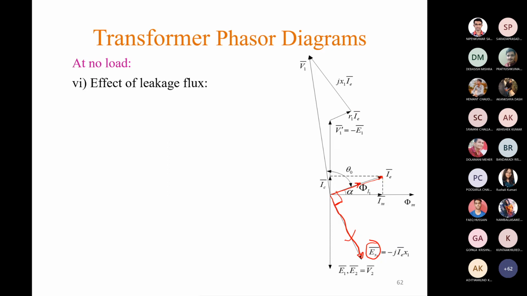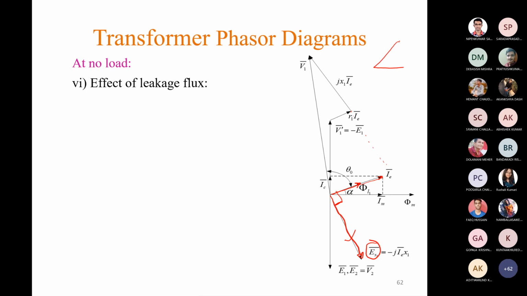But see, at this point this EX1 is opposite in direction. So you cannot add it here. So you have to take the negative of this. So that is why this EX1 is considered as a voltage drop due to some reactive component. Why reactive? Because this voltage drop is in quadrature with the resistive drop.